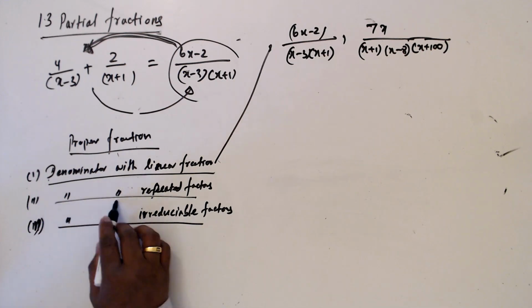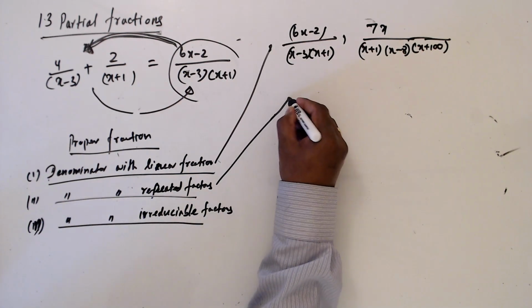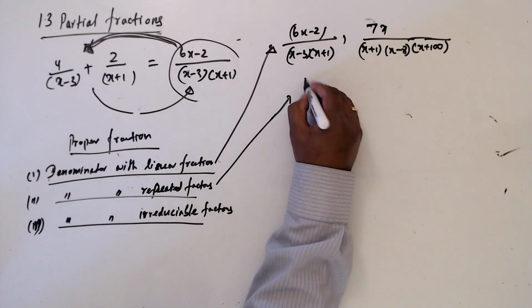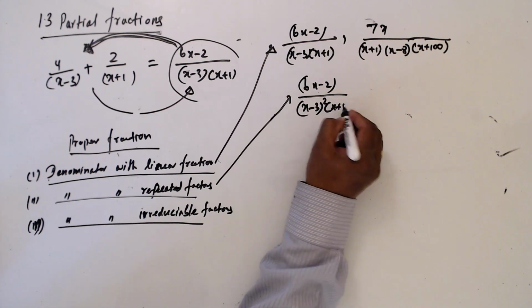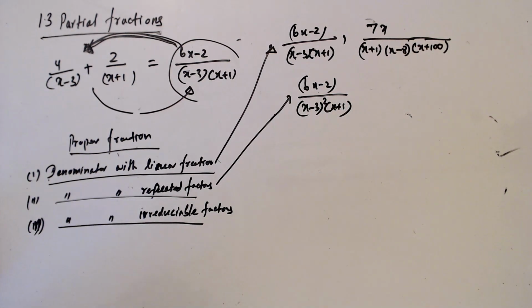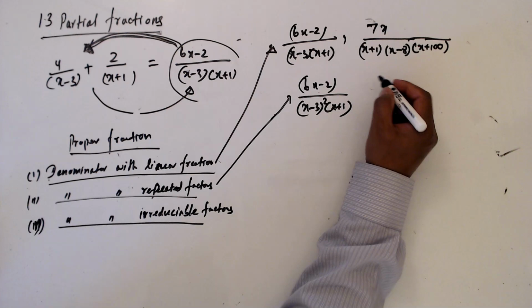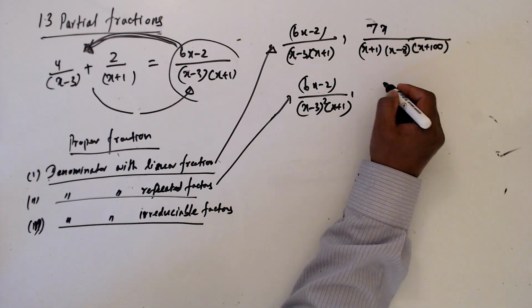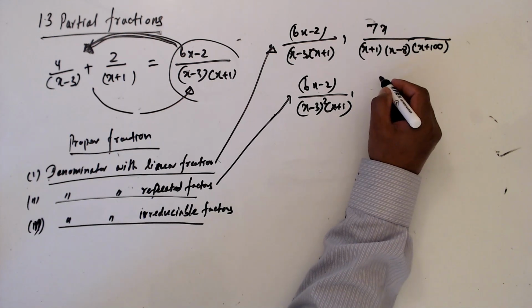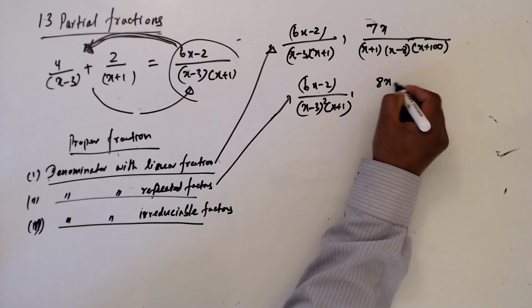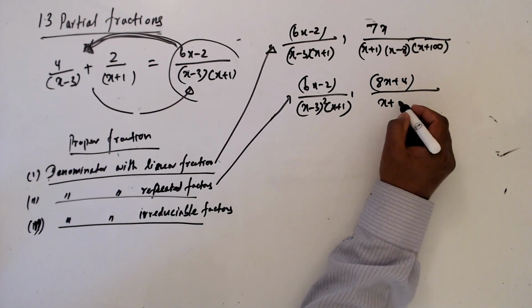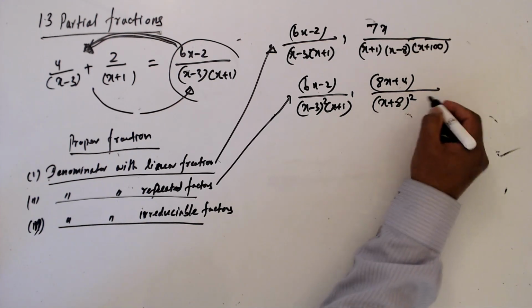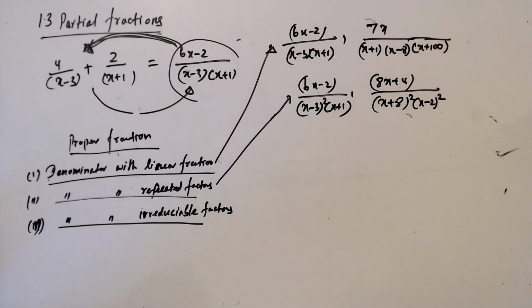So, denominators with repeated factors. When I write this one, you may be able to identify the difference. I will write (6x minus 2) over (x minus 3) squared times (x plus 1). Now you can see that one factor is repeated. Another example: (8x plus 4) over (x plus 8) squared times (x minus 2) squared, something like that.